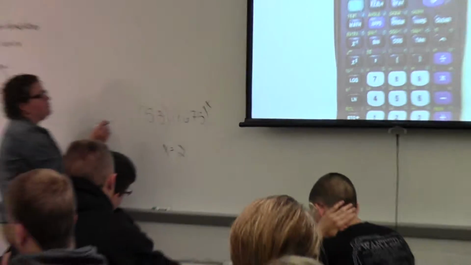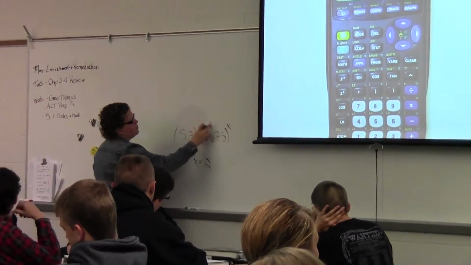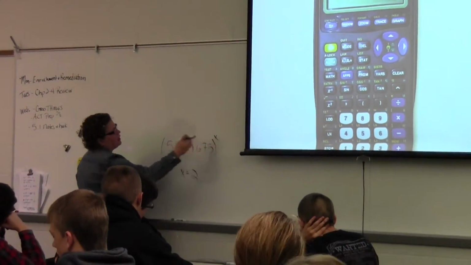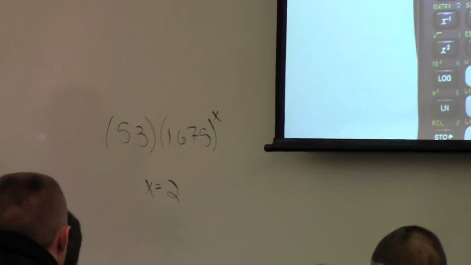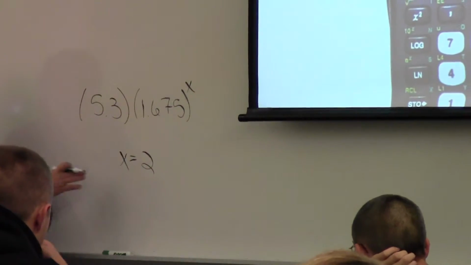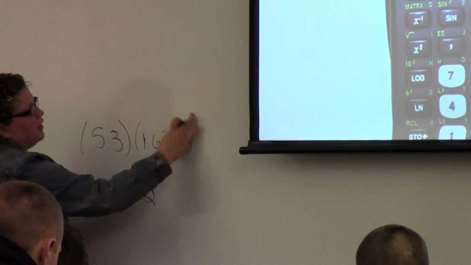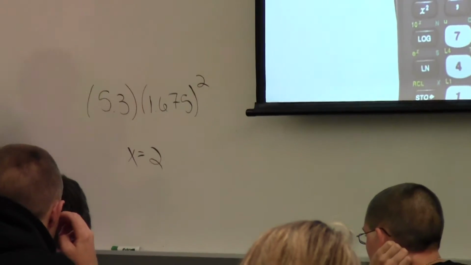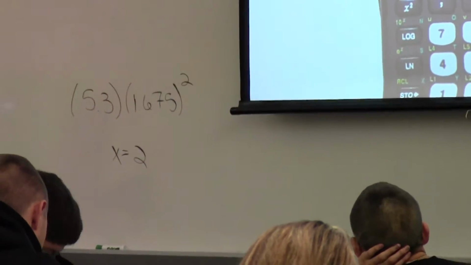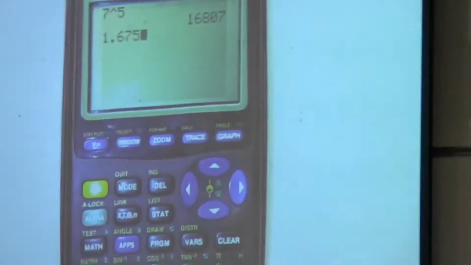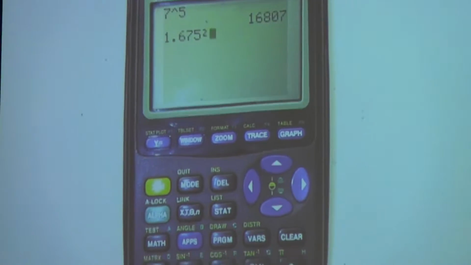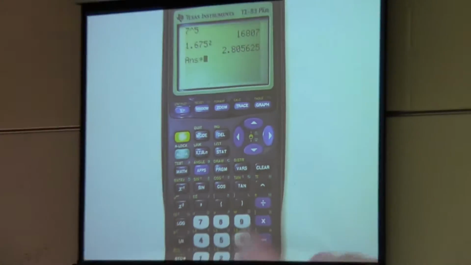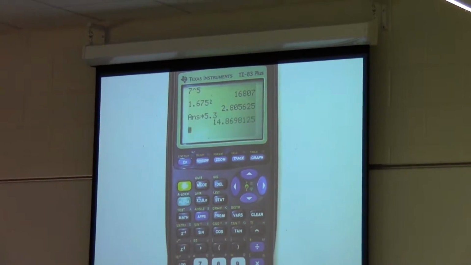So, thinking back to your Algebra 1 days, are we going to multiply these first or are we going to do the exponent? We have to do our exponents first. So you're going to take this 2, and like we did in our functions, just plug it in for x. So you would take 1.675 squared, or to the 2nd power, and then times 5.3 to get our right answer.